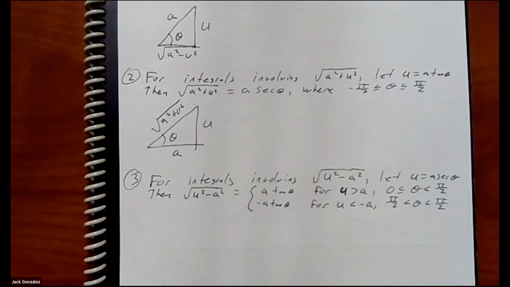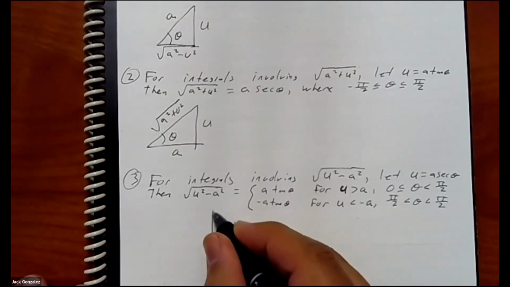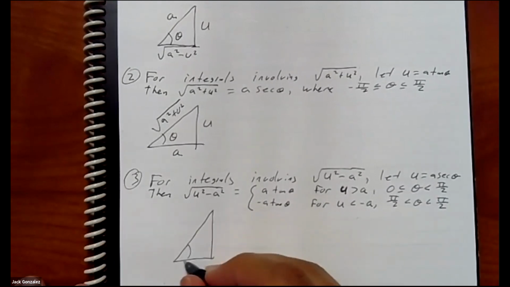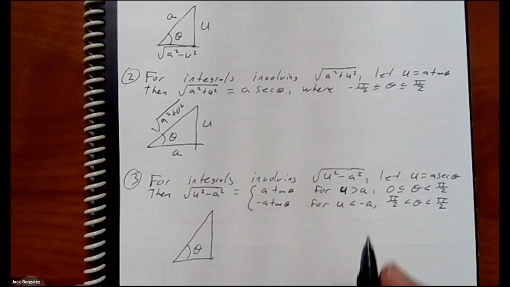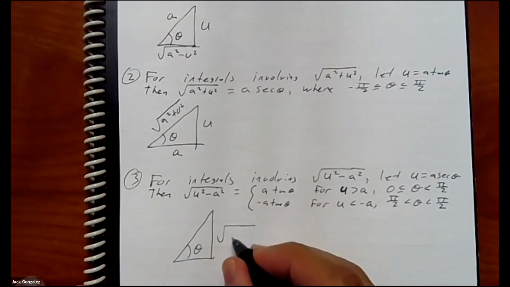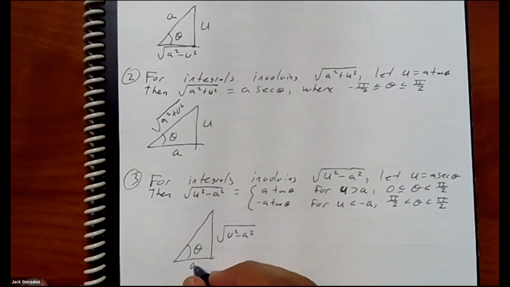Okay, so that's pretty much all we need for the examples. Draw the triangle before I forget. So for this one, it's going to be square root of U squared minus A squared here, A and U.